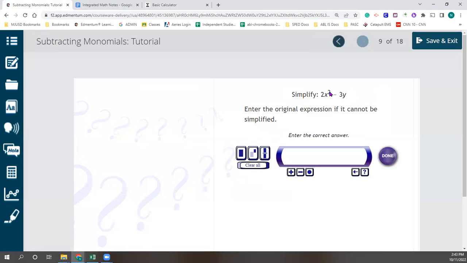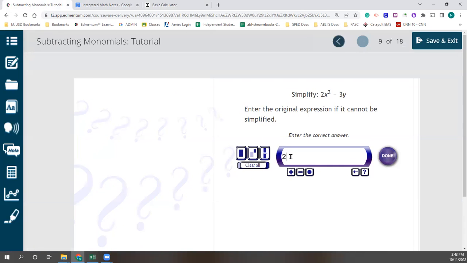2x to the second power, or 2x with an exponent of 2 minus 3y. Uh-oh, they're trying to trick me again. Those two terms are not like. It says enter the original expression. This is an expression, if it cannot be simplified. We can't make that any easier because it's apples to oranges.